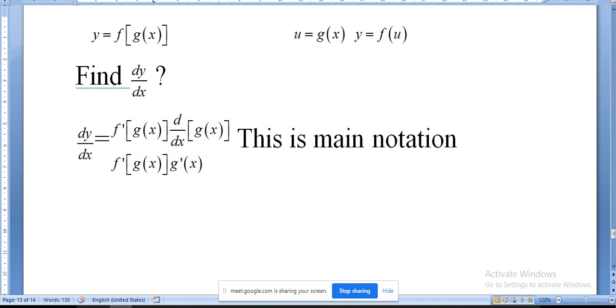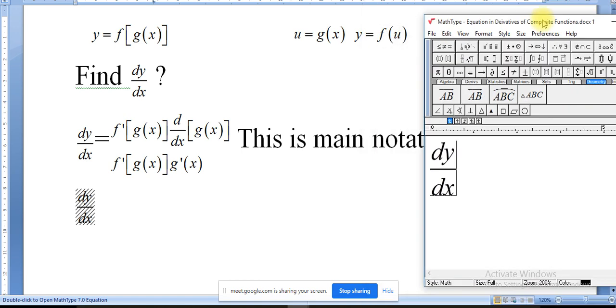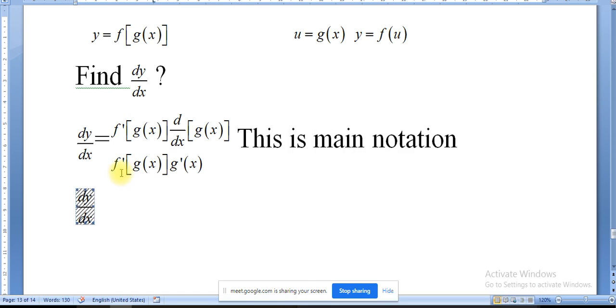With the help of this notation, let's find out something. Here the answer is f dash of g of x. So we will write this as dy by dx is equal to, now you can see it is f dash of g of x.